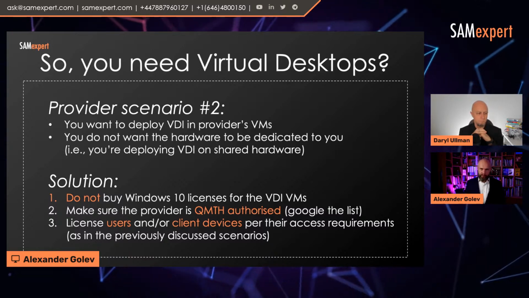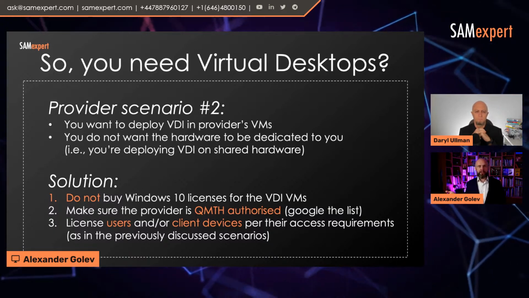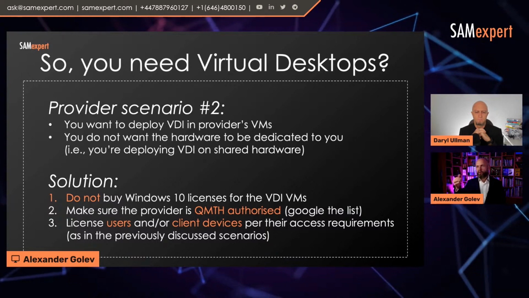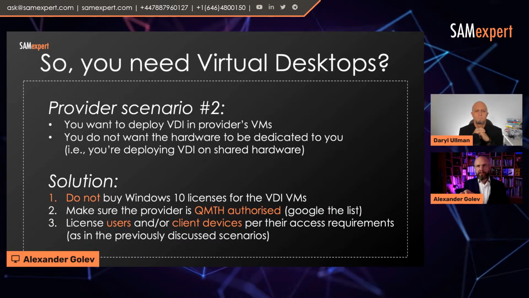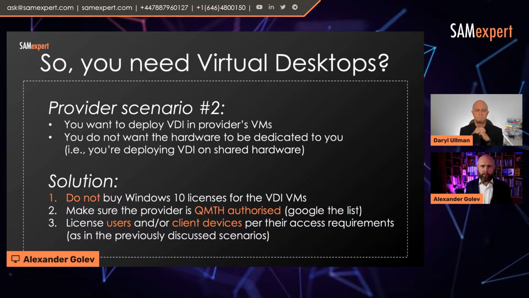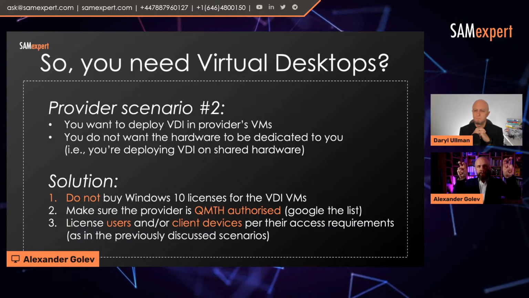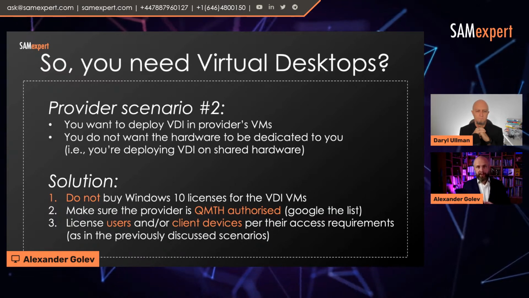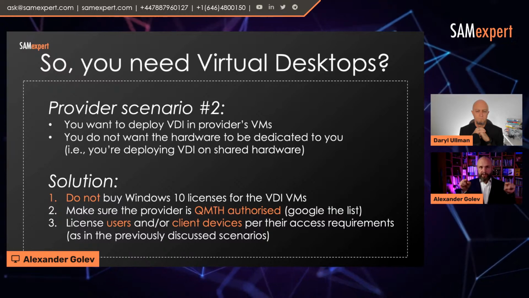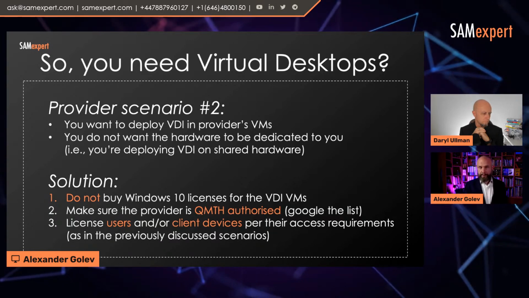I would even discuss it with them that you're going to deploy Windows 10 VM, or they will deploy it for you. Some providers may actually not allow you to deploy your own virtual machines. You have to go through sort of like an App Store, Virtual Machine Store. And then license users and client devices as per the access requirements, as you would do normally. So the caveat here is the provider must be QMTH if you want to run it in a cloud, which is multi-tenant, which is shared, which is what the cloud is. Hope it makes sense. So QMTH authorization is very important. Then again, you don't need new licenses as long as users are licensed for access to VDIs anyhow. CSP works as well, by the way.